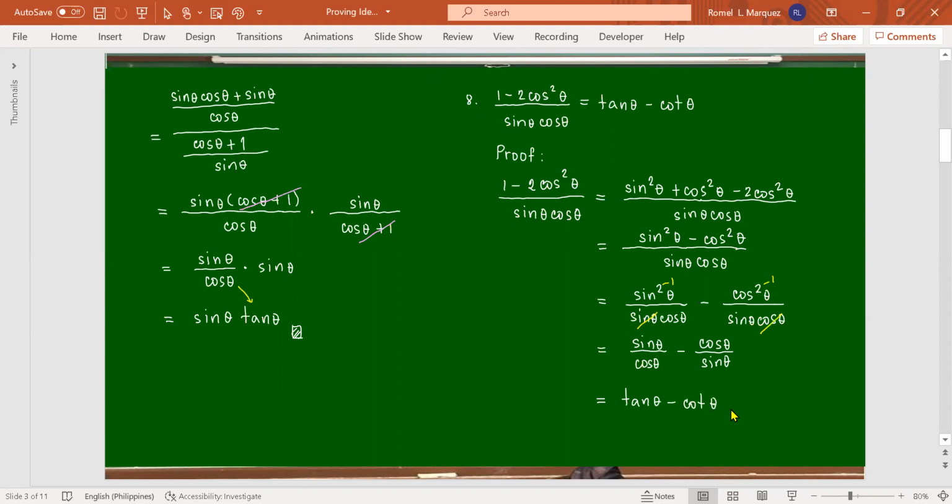Okay? So this is really an identity. Okay? Because we are able to express the left side in terms of this right side. Let's have number 9.